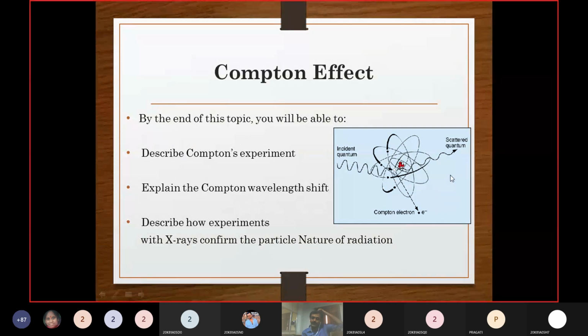What is the reason? Some photons do not get involved in a scattering process, so those come out easily. Whatever photons are involved in a scattering process, their energy becomes less. Energy is less means the wavelength becomes high.